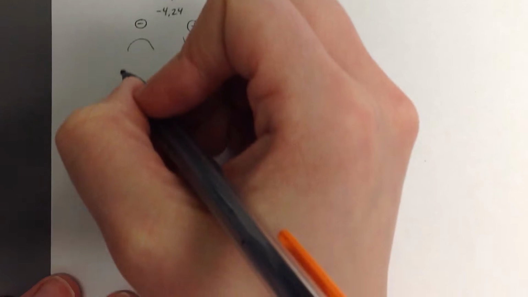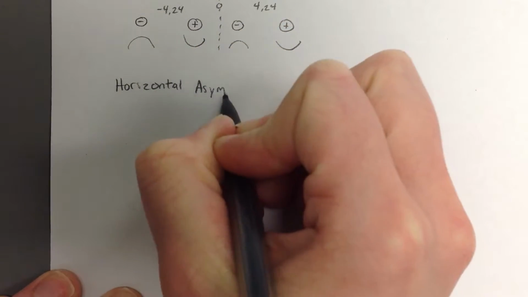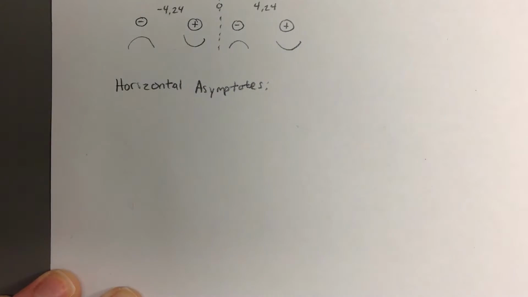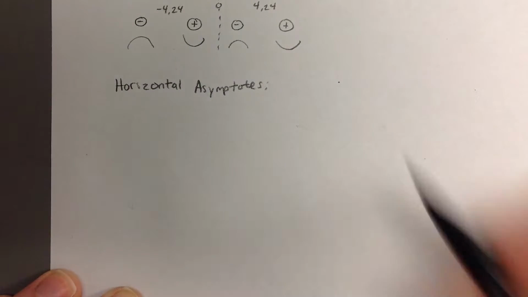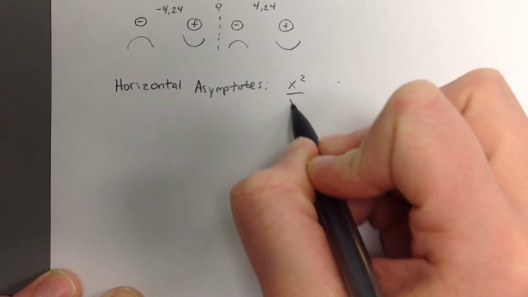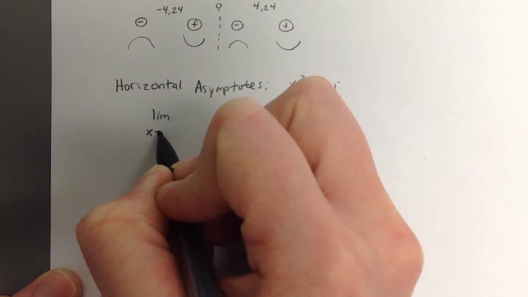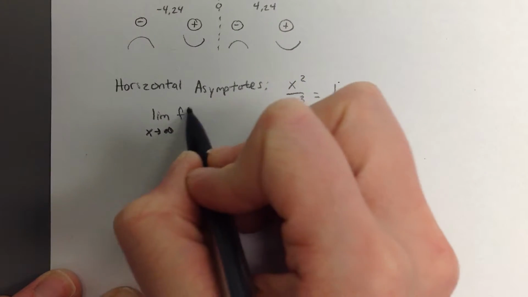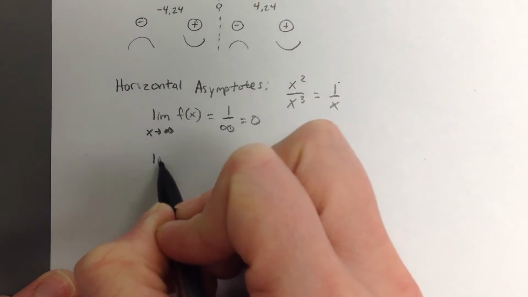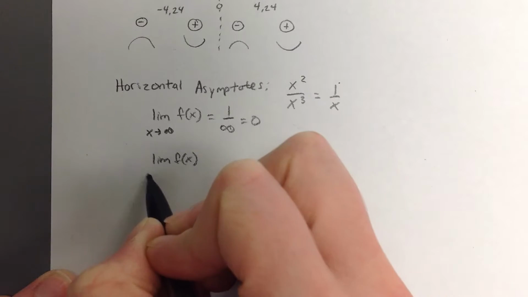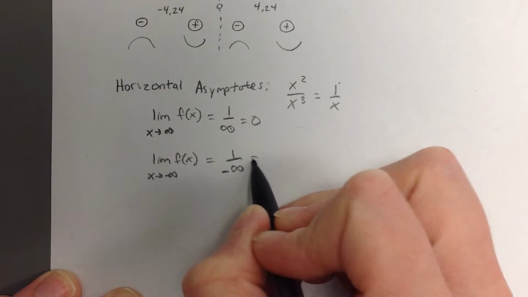Moving on, we talked about our horizontal asymptotes. And we knew that at very, very large values of x, really our equation could be simplified to x squared over x cubed, which is really just 1 over x. So we found the limit as x approaches positive infinity of this modified function is just 1 over infinity, which is 0. And the limit as x approaches negative infinity is 1 over negative infinity, which is still 0.